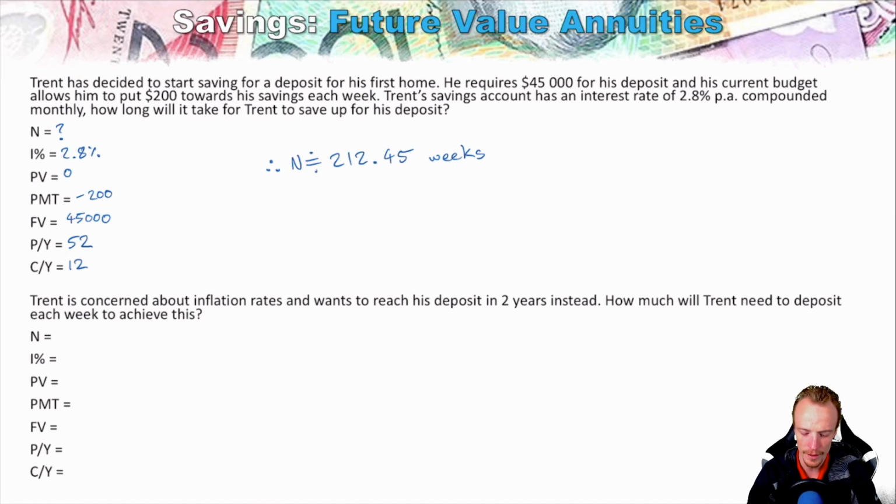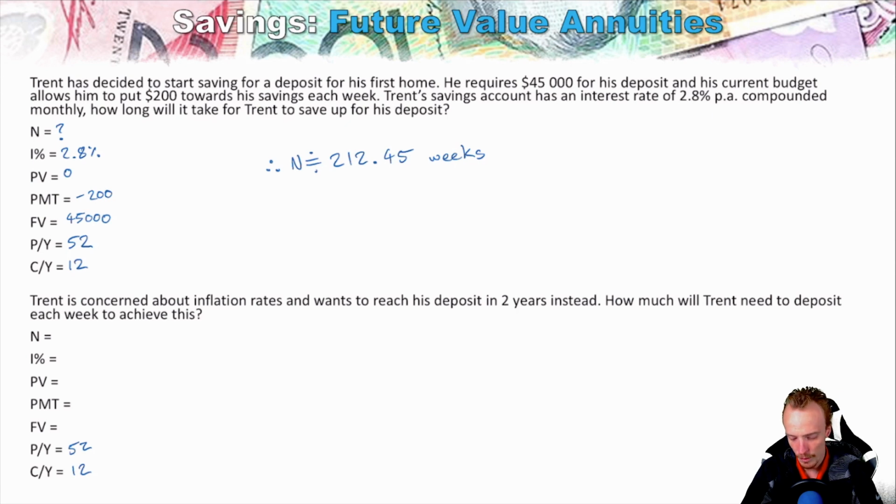Now, you often find that as we continue, questions will build on from each other, and you'll need to pull out the information from the first part of the question back down here as well. So in this case, we're trying to reach it in 2 years. I'm going to do my PY and CY first here, so 52 because we're still making weekly payments, and we're looking at a CY of 12.